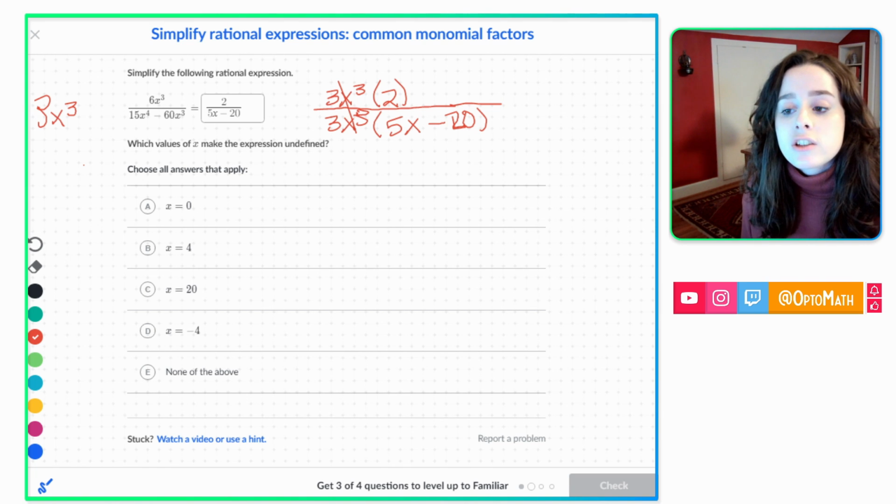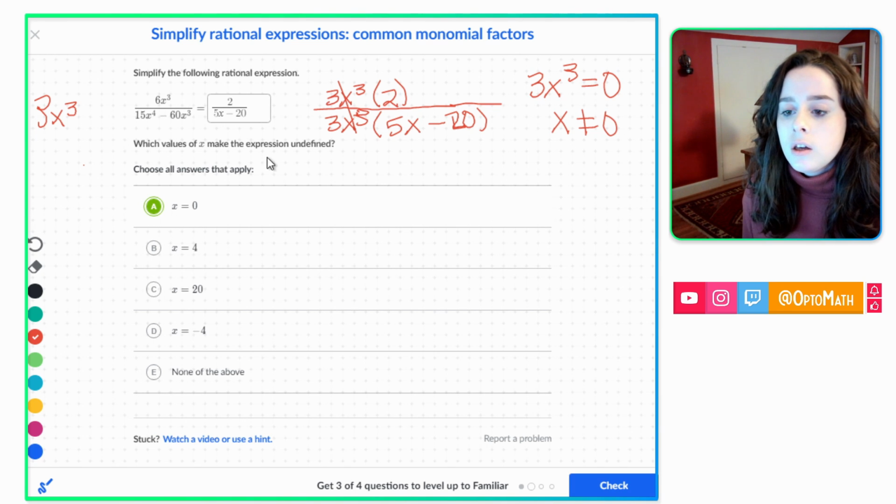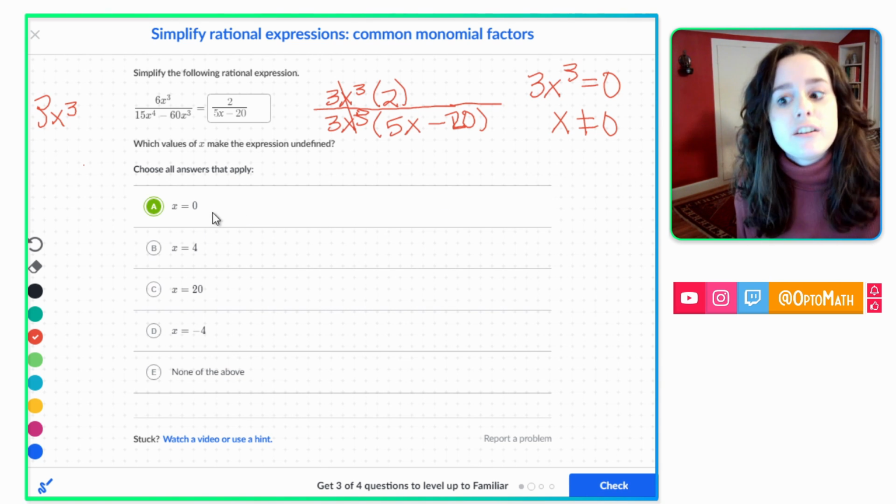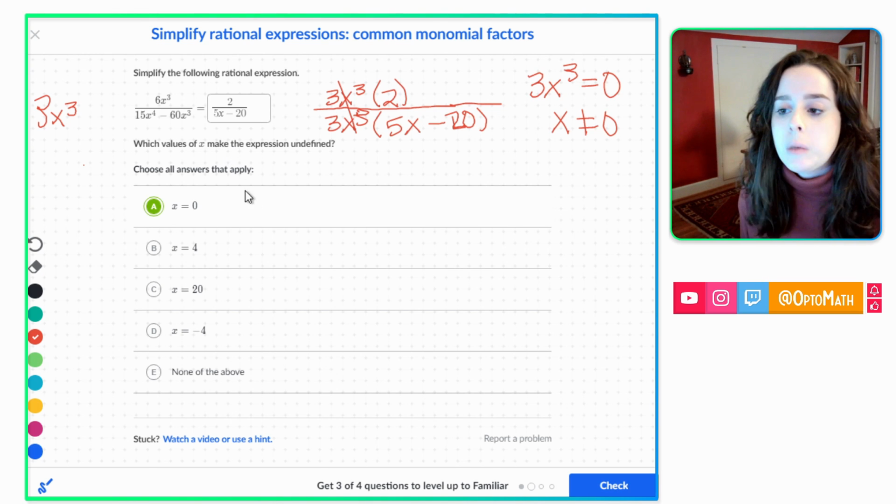So if we set 3x cubed equal to 0, and we solve that for x, that shows that x cannot equal 0, which makes it undefined. It's another way of saying x is 0. I know we're saying that x cannot be equal to 0, but if it is 0, that makes it undefined. So just think about the way the question's being asked.